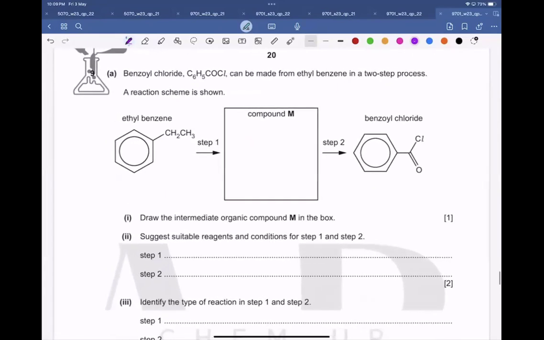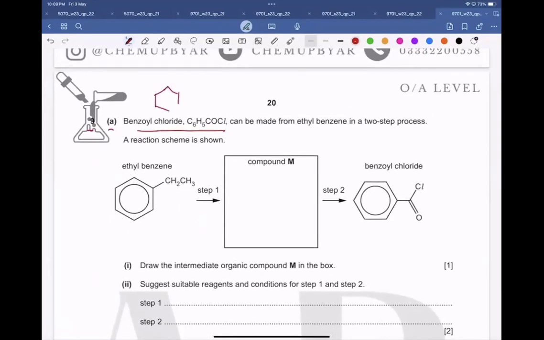Now, question number 9A, benzoyl chloride. See, it's benzoyl chloride. It means a benzene ring bonded to a C double bond O, and that is bonded to a Cl. It can be made from ethylbenzene in a two-step process. The reaction scheme is shown. In step 2, okay, so it's very easy. Draw the intermediate organic compound M in the box. So it can be formed by a carboxylic acid only. So it means here we get the carboxylic acid.